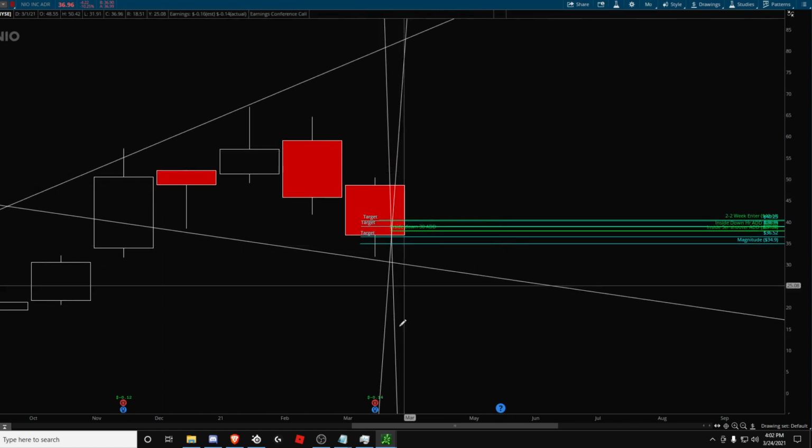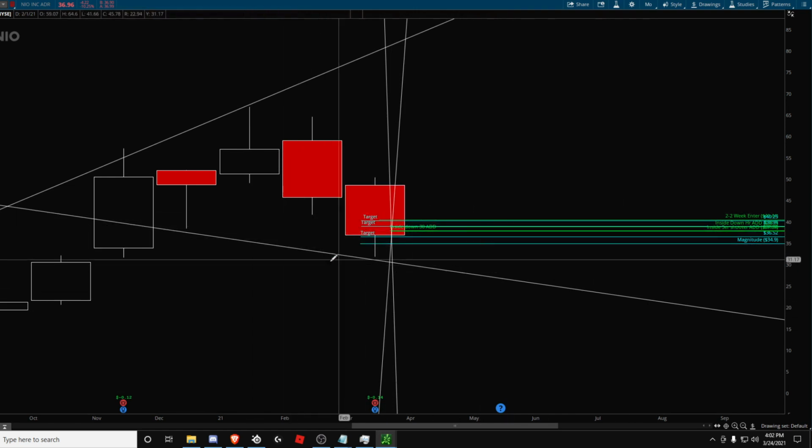If that's fine with everyone, we're going to go through what the Neo trade was, and all of the adds, entries and targets, and how it all worked out.